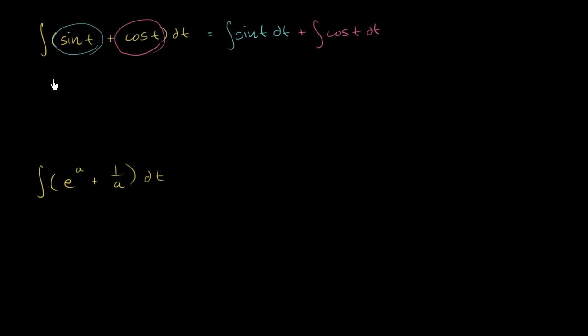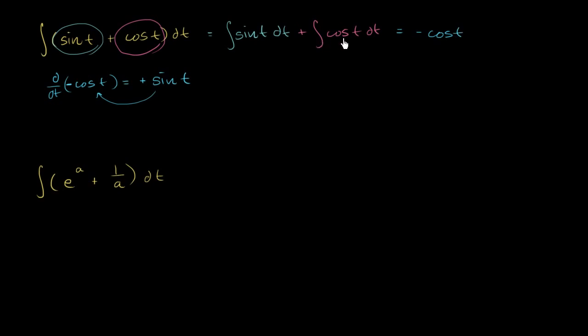We know that the derivative with respect to t of cosine of t is equal to negative sine of t. So if we want a sine of t here, we would just have to take the derivative of negative cosine t. If we take the derivative of negative cosine t, then we get positive sine of t. Derivative with respect to t of cosine t is negative sine of t. We have the negative out front. It becomes positive sine of t. So the antiderivative of sine of t is negative cosine of t. So this is going to be equal to negative cosine of t.